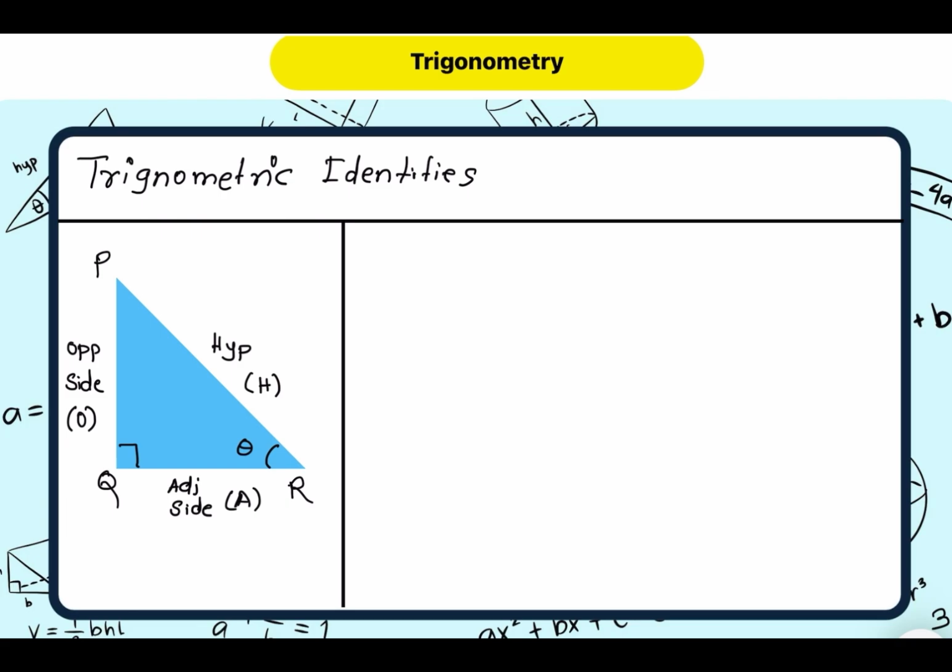Now we are going to learn about trigonometric identities. But let's revise first what we have learned in the first video of Trigonometric Basics.